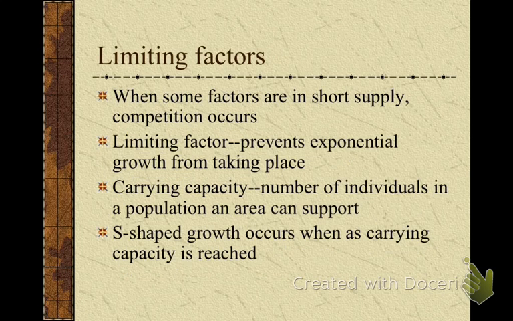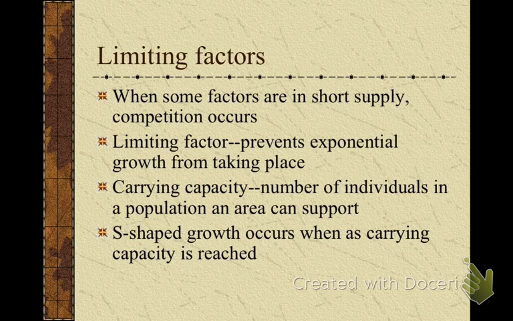So when you talk about populations that have limiting factors, which is almost every other organism, there's going to be a rate at which they can survive. When some factors are short in supply, like food, what's going to happen? You're going to compete for that food. Is everyone going to survive? No. So food would be an example of a limiting factor. It will prevent that exponential growth from taking place.